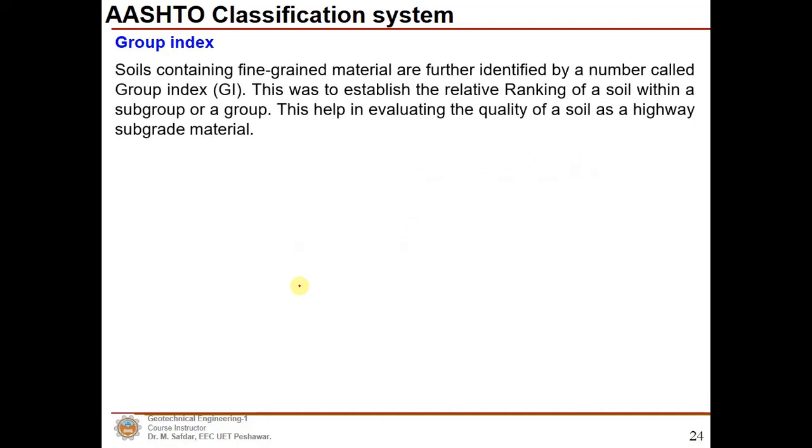There is another parameter which is known as group index or GI. This was to establish the relative ranking of a soil within a subgroup or a group. This helps in evaluating the quality of a soil as a highway subgrade material.